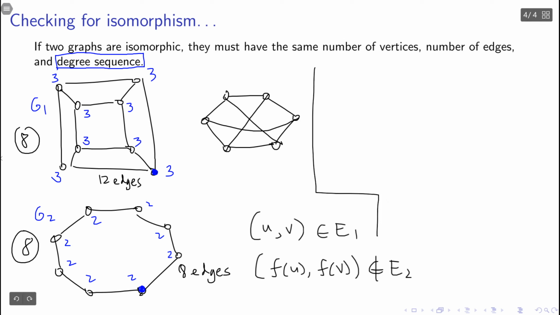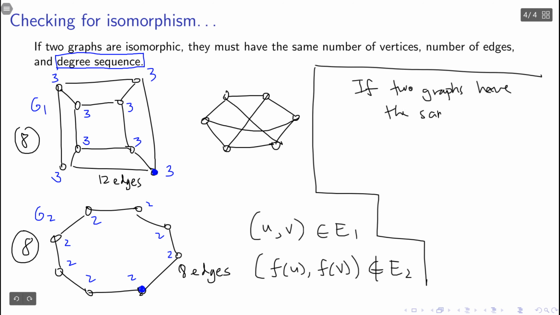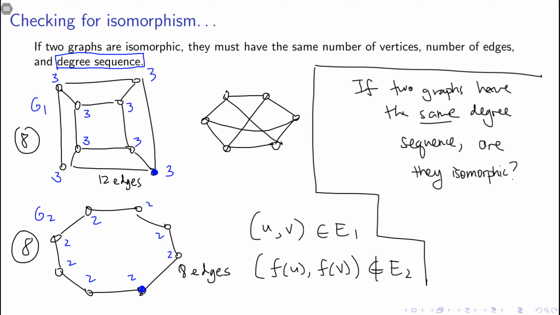Now I just want to end by saying the following, that if two graphs have the same degree sequence, do you think it follows that they're isomorphic? And if so, can you argue why? Or if not, can you give an example of two graphs that have the same degree sequence but are not isomorphic?